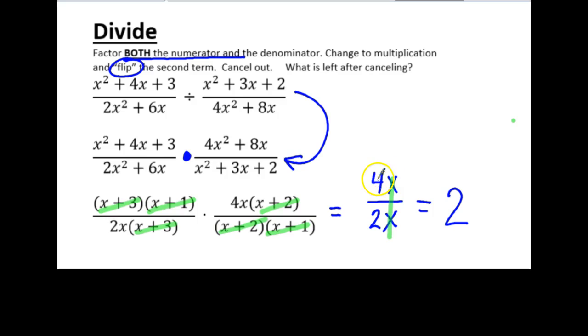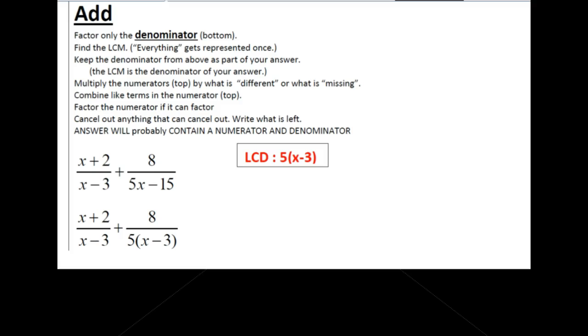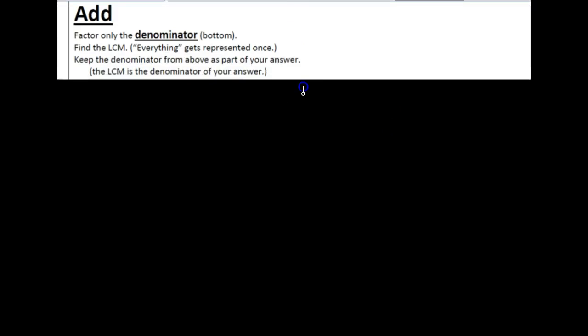Some of you got a final answer, but you didn't check it and ask yourself, does this reduce anymore? The final answer has to be reduced as much as it possibly can. Is there any way to just reduce 2? Nope, it's all the way reduced. So our next example is on adding.